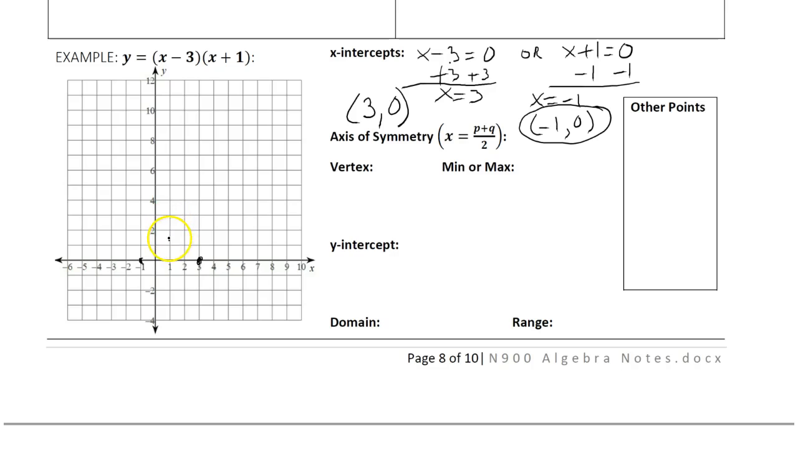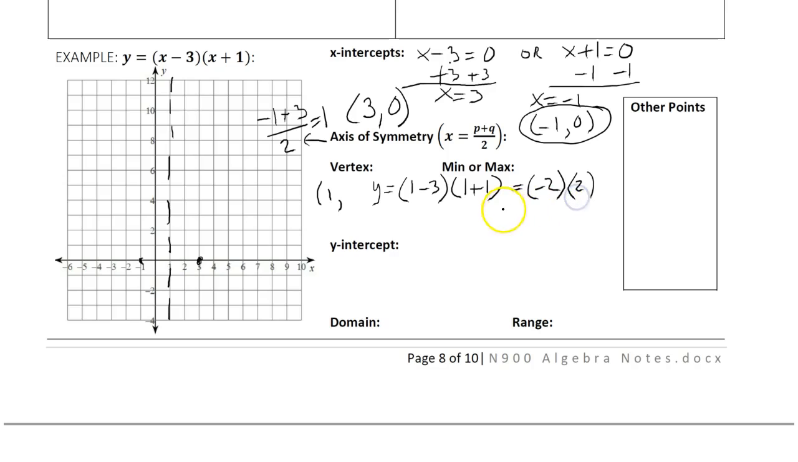The axis of symmetry will be halfway between these two points at x equals 1. It is also possible to find the axis of symmetry by adding the x-intercepts together and dividing by 2. 3 plus -1 divided by 2 equals 1. The axis of symmetry is x equals 1. To find the vertex, plug in x equals 1 and solve for y. Y equals 1 minus 3 times 1 plus 1, or -2 times 2, or -4. The vertex is (1, -4).